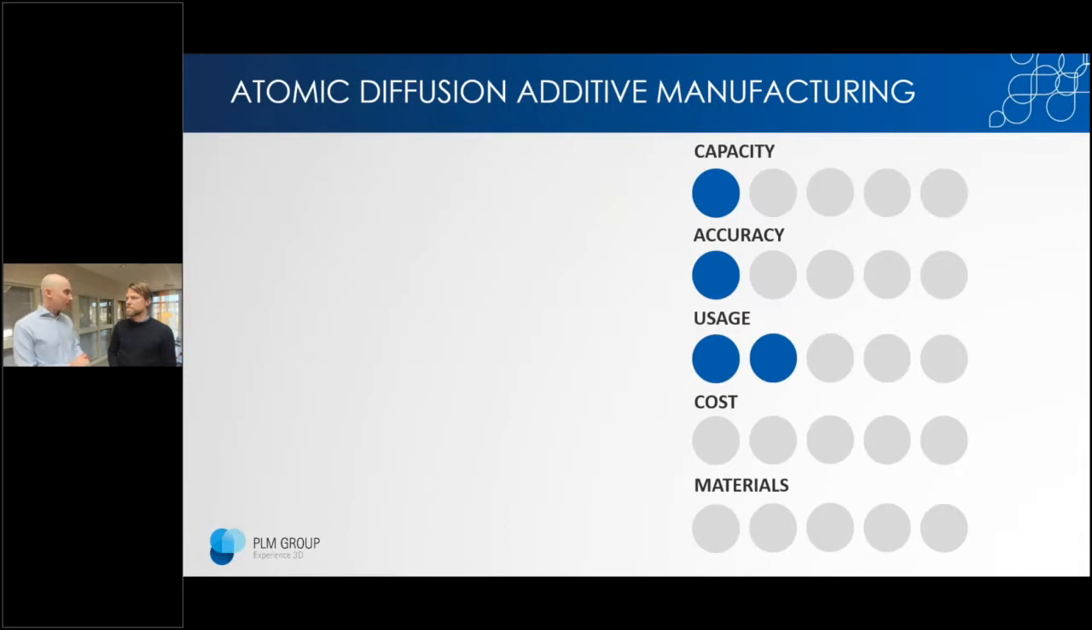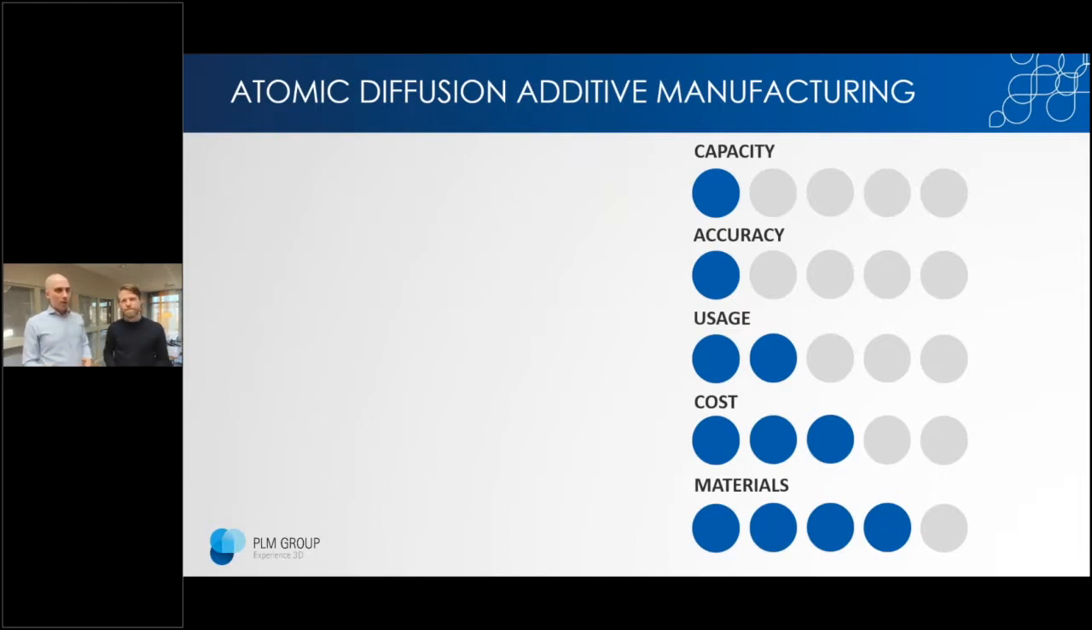Usage is also quite low because it involves several steps. After printing, you need to again wash it and sinter it. So, it is low capacity, low accuracy, not super easy to use, but it does have amazing material qualities because you print in a comparatively easy way with metal materials. Running costs are average, in the middle.